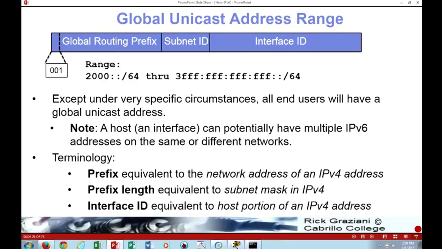The interface ID. When we say interface ID, that's the same as the host portion in an IPv4 address. We use the term interface ID because the things that are going to be getting IPv6 addresses and connecting to the internet aren't just host computers anymore. It can be anything. And yes, a device can have multiple IPv6 global unicast addresses.